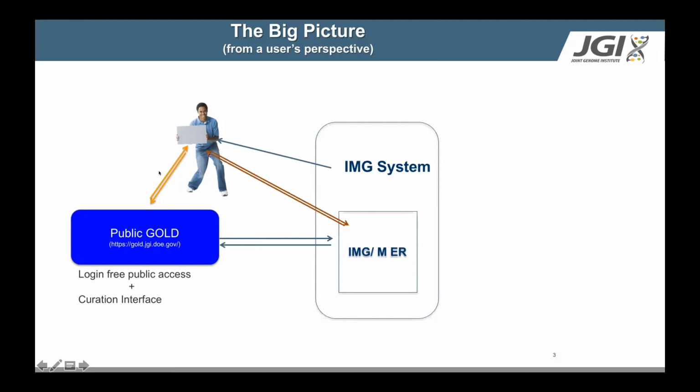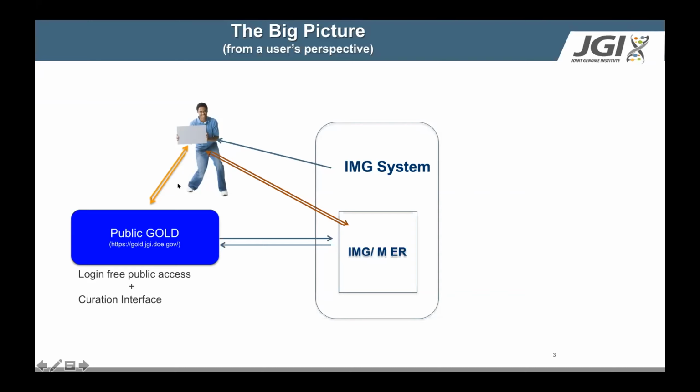So these bidirectional arrows indicate the back and forth transfer of the data and information between you, the user of the GOLD database, GOLD, and the IMG submission system. In a nutshell, this is how you interact with GOLD and IMG systems as you define your projects and submit your sequencing data for annotation and manage those submissions.